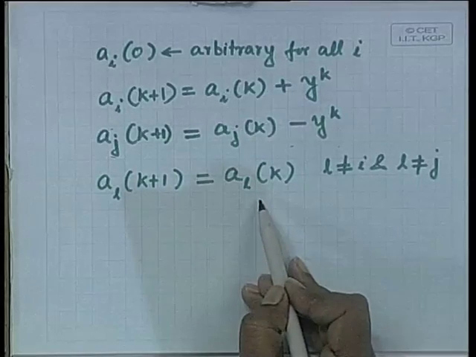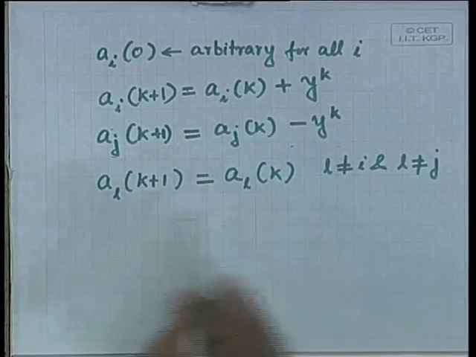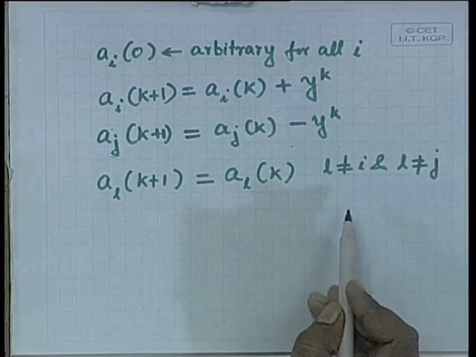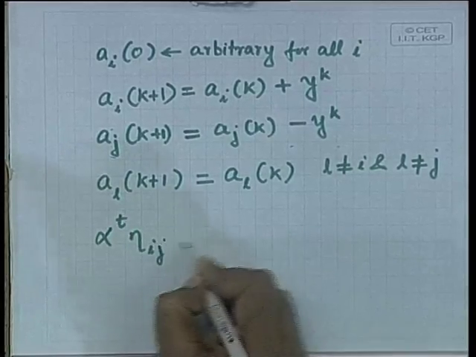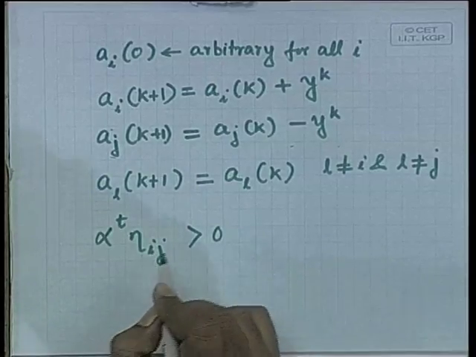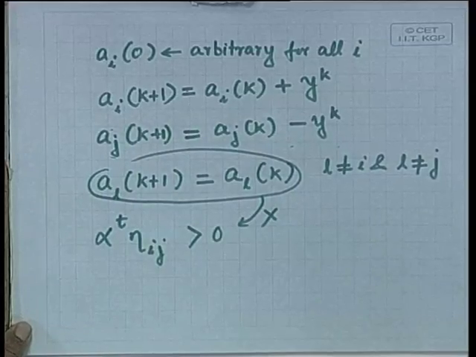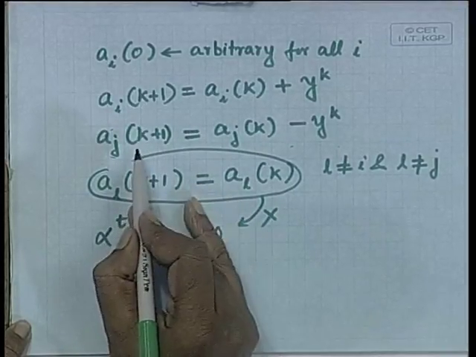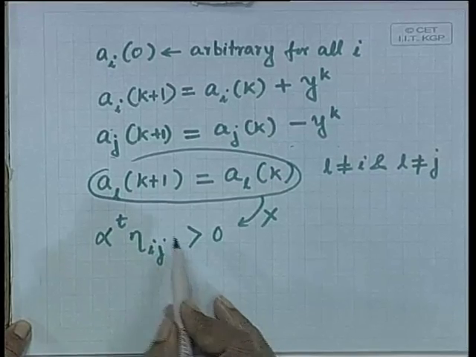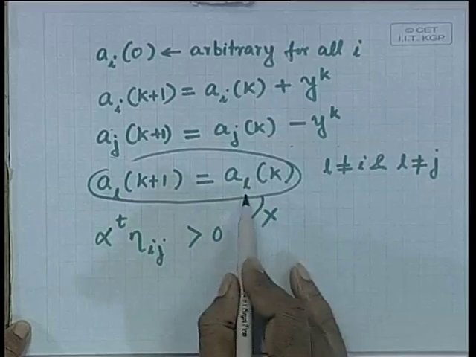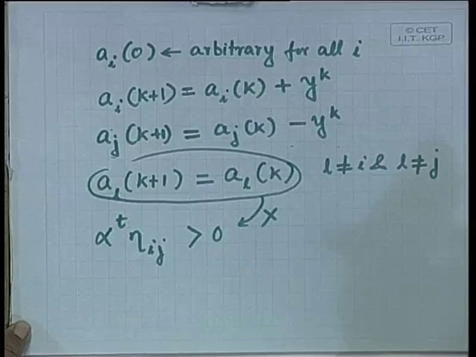All other weight vectors other than A i and A j remain unchanged, because these weight vectors really do not take part to tell us whether alpha transpose eta i j is greater than 0 or not. These weight vectors do not tell us anything about this. Only the weight vectors A i and A j decide whether this condition will be satisfied or not. Is that okay? So, we are keeping A l (k+1) equal to A l (k) for all values of l which is not equal to i and not equal to j.